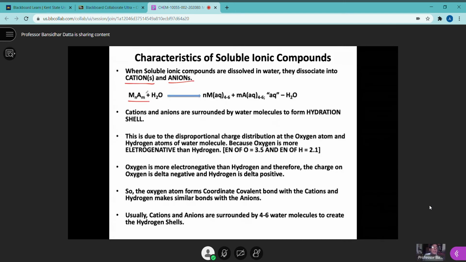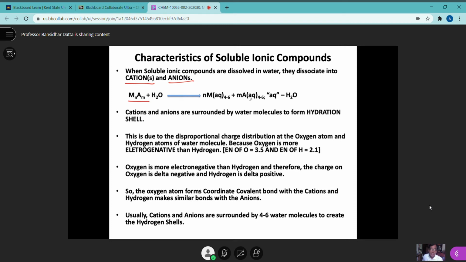So when you take a general ionic compound, MnAm, where M is the metal and A is the anion, once you add water, H2O, you get n number of metal cations and m number of anions.